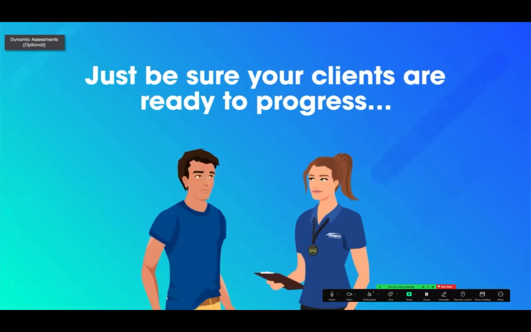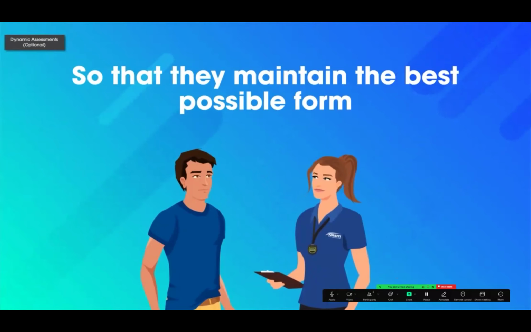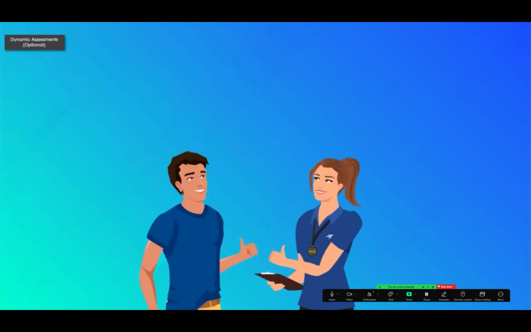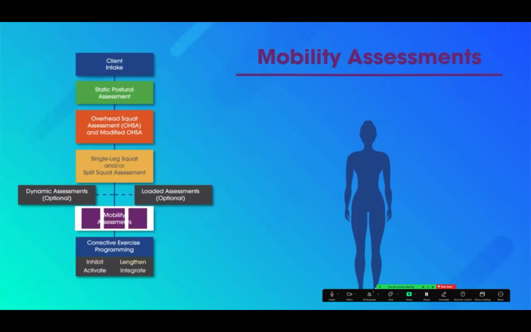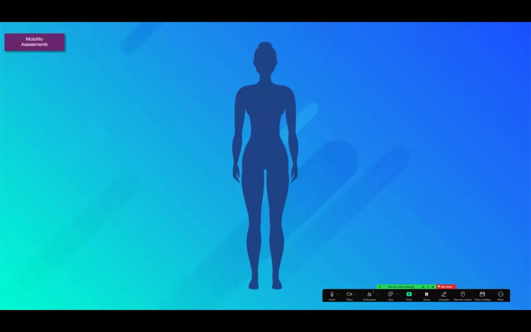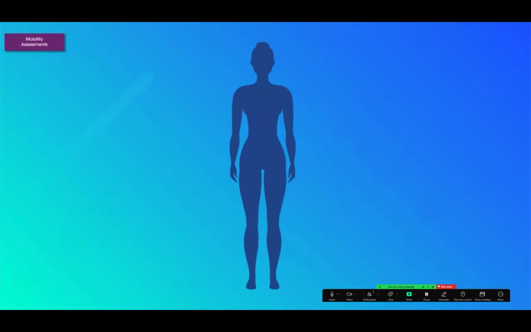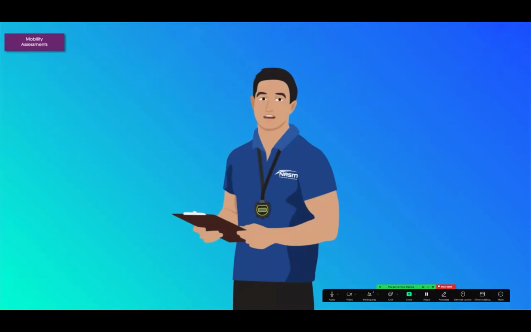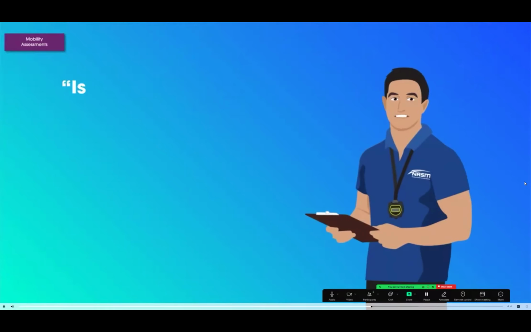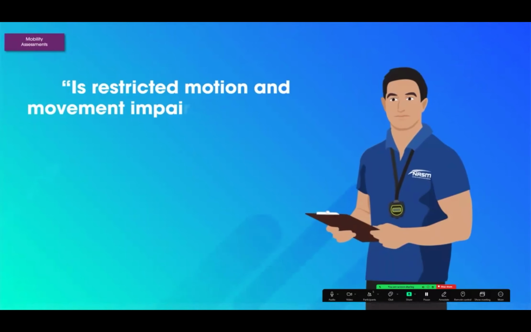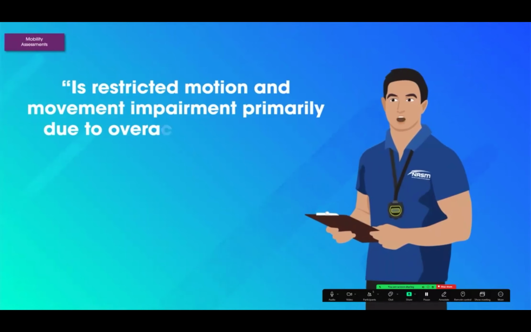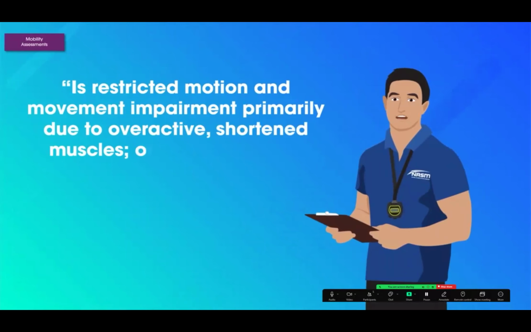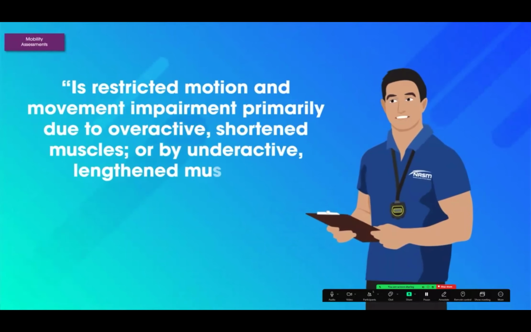Just be sure your clients are ready to progress so that they maintain the best possible form. Let's head into the home stretch of our overview with mobility assessments. These assessments confirm findings from earlier stages and further pinpoint areas that need attention. Long story short, mobility assessments answer the question, is restricted motion and movement impairment primarily due to overactive shortened muscles or by underactive lengthened muscles?